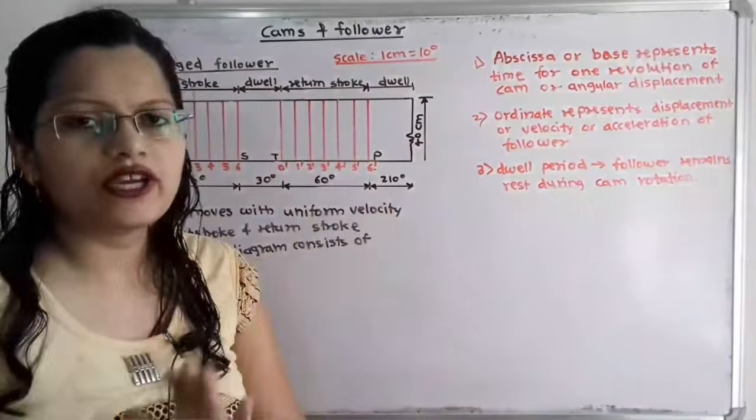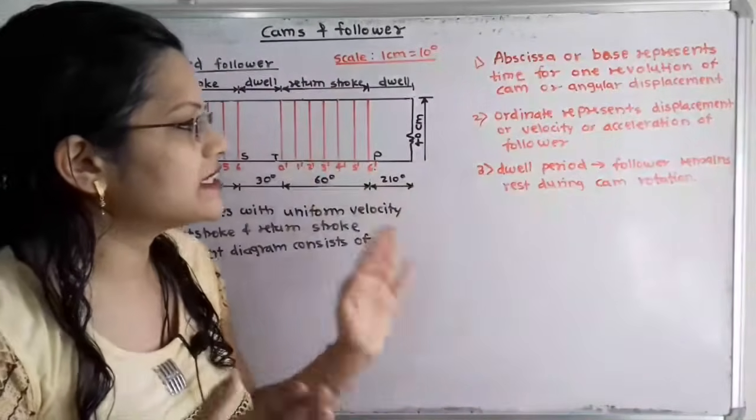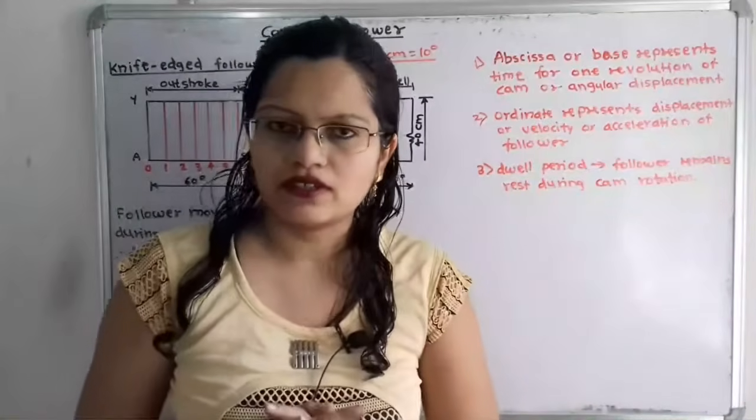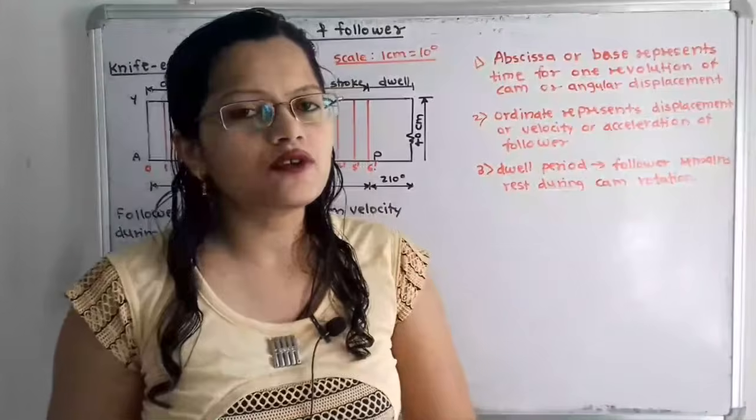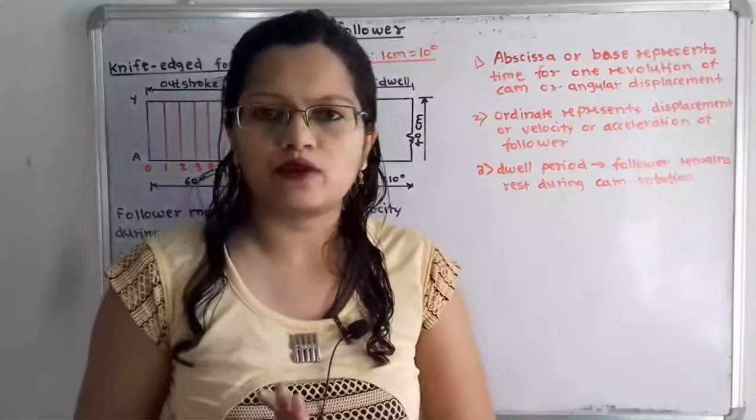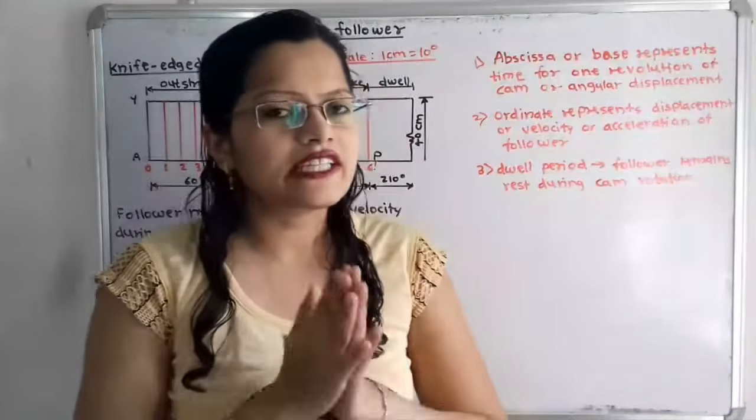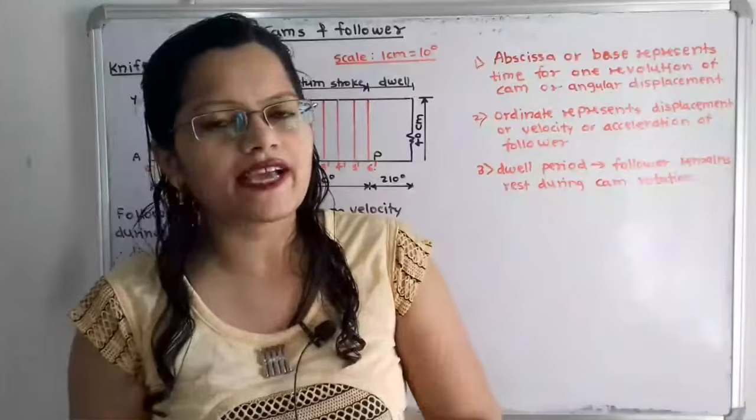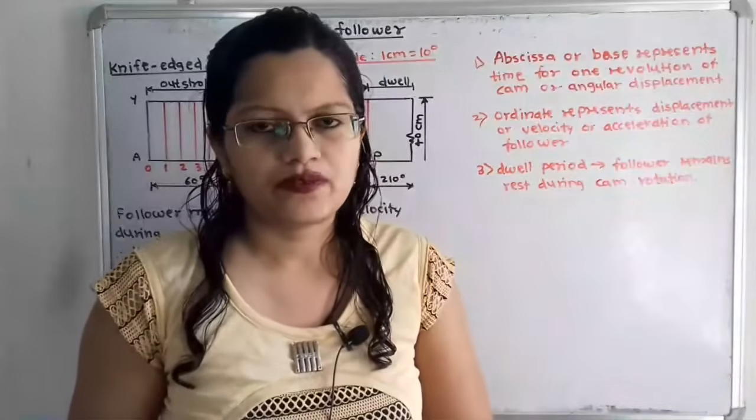Now second, the ordinate represents the displacement or velocity or acceleration of the follower. So from this we come to know that the abscissa represents the time related to cam rotation, and the ordinate, that is the y-axis, represents the displacement or velocity or acceleration of the follower.